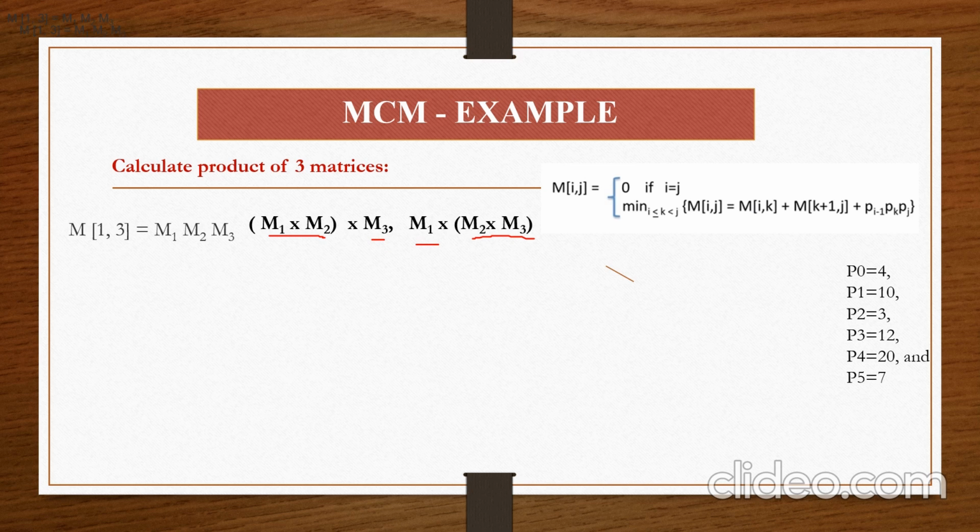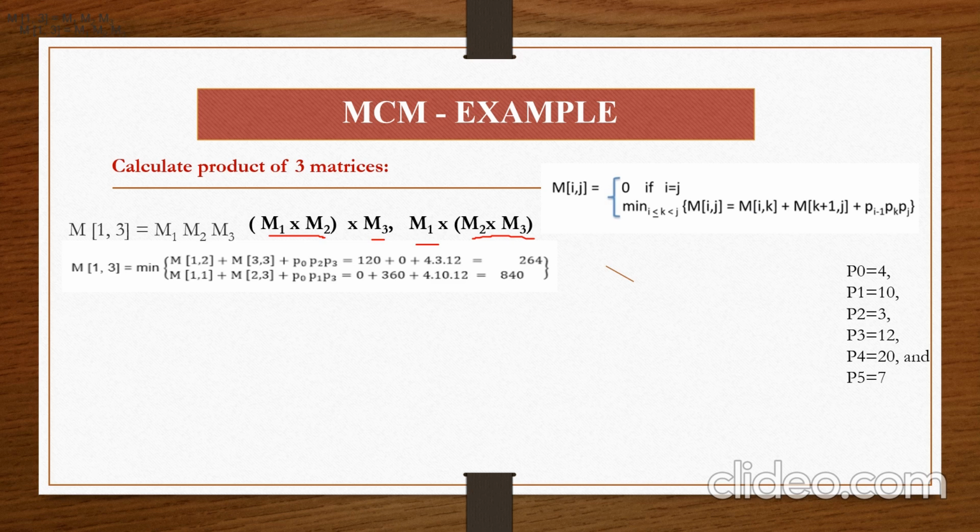So you apply the same formula here. Now k will take the value 1 and 2 but not 3. So we have to write this formula twice and we have to find the minimal value. So i is 1, j is 3, so k will take the values 1 and 2. If k takes the value 1, this is the formula, and if k takes the value 2, this is the formula. After applying the values, we get 264 and 840.